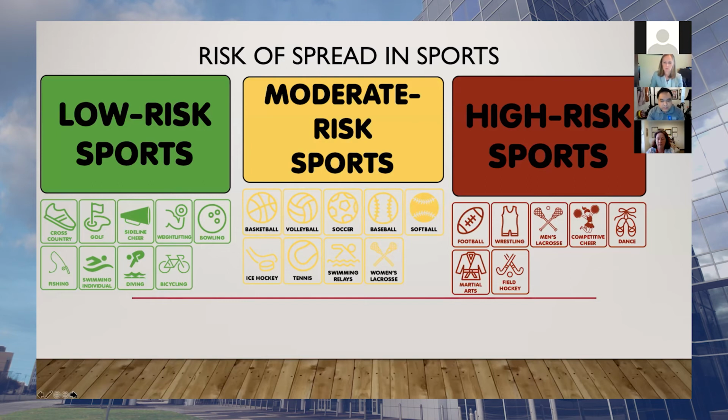So considerations on what to do to help mitigate the spread are also determined by the sport. A good example is the cross country season, which is starting this fall. The consideration is doing staggered start times, so you're not having everyone start at the same time.